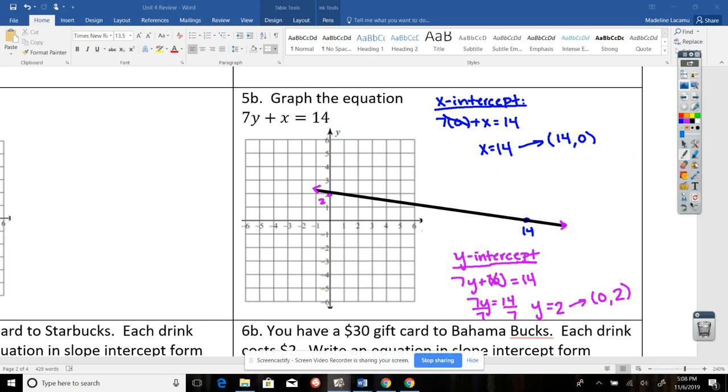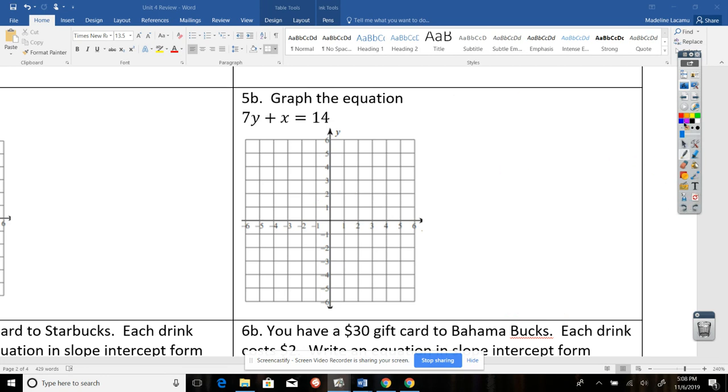Now the other way that we can do this one is we can go ahead and solve this equation for y. So I'm going to start out with 7y plus x equals 14. So if we want this to be in slope-intercept form, we need to get y by itself. So to get rid of this x, I'm just going to subtract x from both sides. So I get 7y equals negative x plus 14. Then I have to divide by a 7.